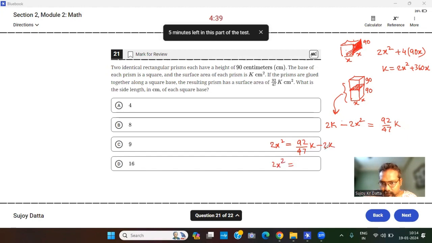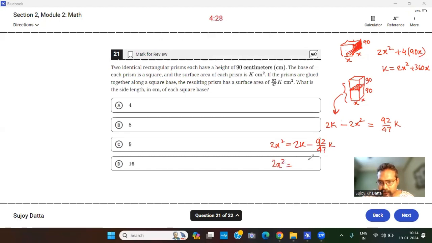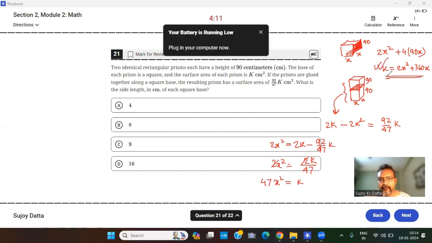So 2x squared is, my bad, I did it the other way around. So it's 2k minus 92 by 47k. So 2x squared, 47 is the LCM, so 94 minus 92, so 2. So in fact, k is 47x squared. If I plug that into the original equation that we had, now what do we get?